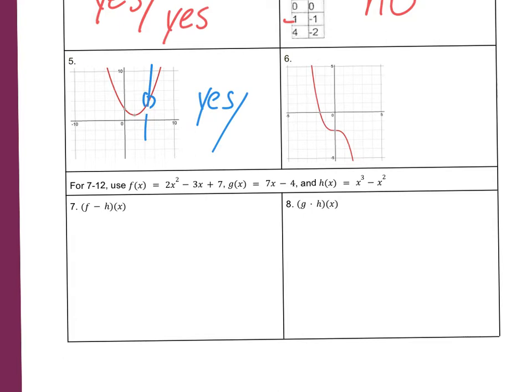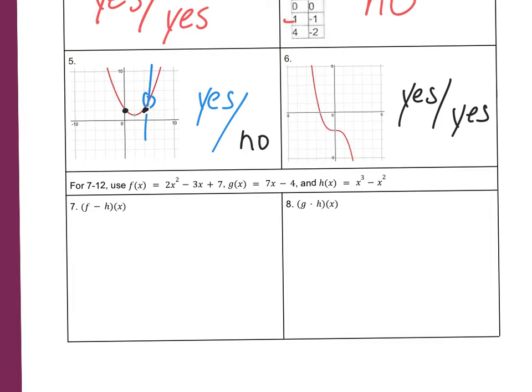So if I look, when x is 0 and when x is 2, they both have an output of 1. So they both have the same output, so that cannot be a one-to-one function. Number 6, though, does pass the vertical line test, and it doesn't look like any of these have the same output, okay? So this would be yes on both.